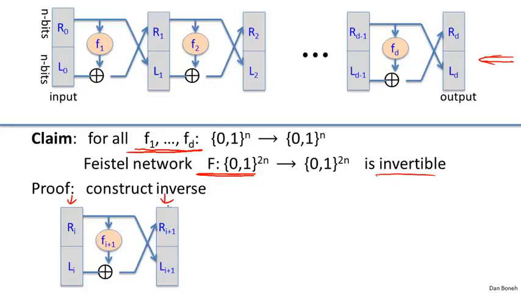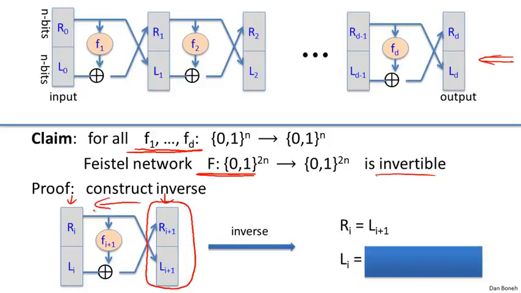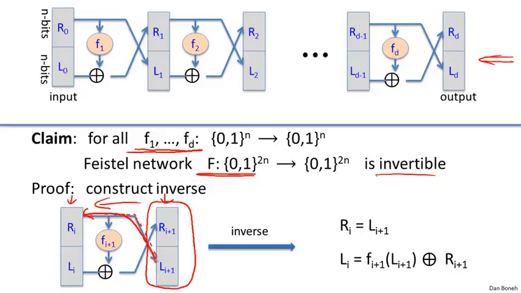Suppose the input that we're given is Ri plus 1, Li plus 1, and we want to compute Ri, Li. So we want to compute the round in the reverse direction. Let's see if we can do it. Well, let's look at Ri. Ri is very easy. Ri is just equal to Li plus 1, so Li plus 1 just becomes Ri. But now let me ask you to write the expression for Li in terms of Ri plus 1 and Li plus 1. I hope everybody sees that Li plus 1 is fed into the function Fi plus 1. The result is XORed with Ri plus 1, and that gives the Li input.